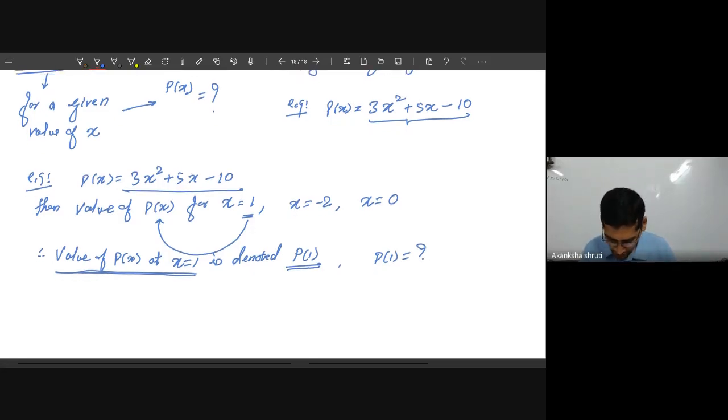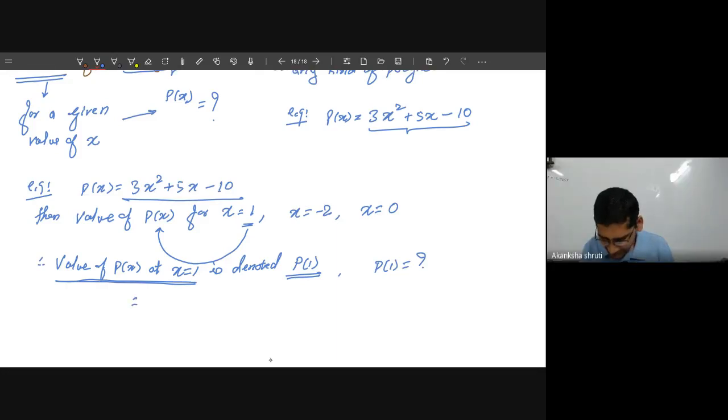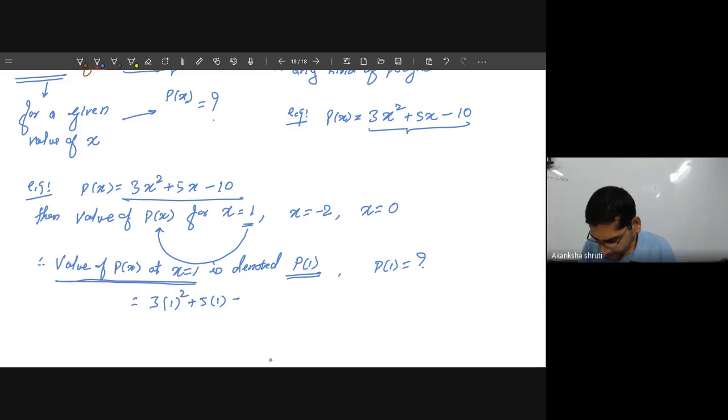Okay students, so how to get that? By substituting whatever the p(x) is given, it is 3x square plus 5x minus 10. In place of x, we are going to substitute 1. Means it will be 3 into 1 square plus 5 into 1 minus 10. Very good. Means this value.